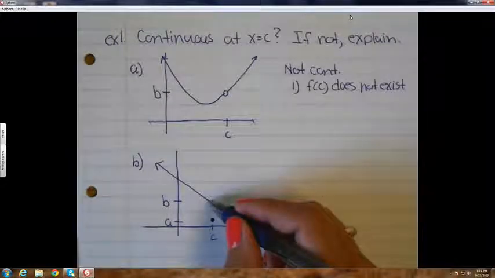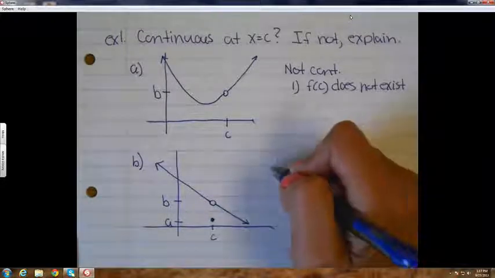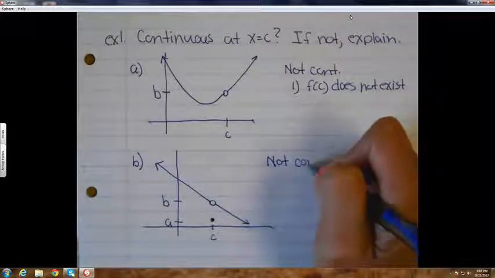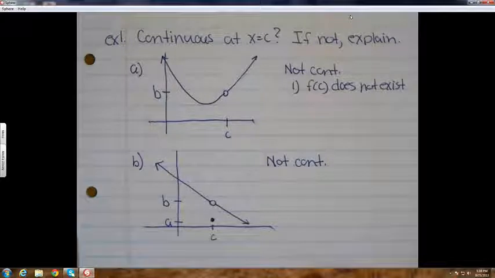I've got to pick up my pencil to draw this thing, so it's not continuous. Now, which part of the definition falls apart? Let's take a look.